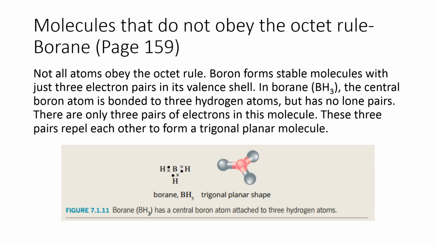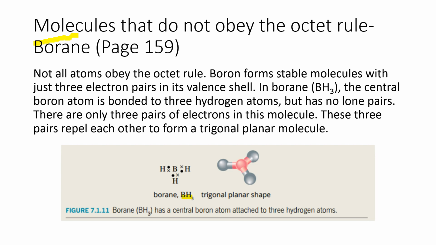Molecules that do not obey the octet rule. Alright, the point you have to be very clear is that as much as the atoms within a molecule want to fulfill the octet rule, sometimes they cannot obey it completely. So there are some examples that you have to be very clear about. The first example that we have is borane. Borane is BH3, as you can see here.